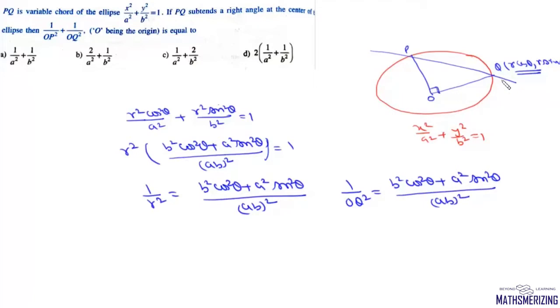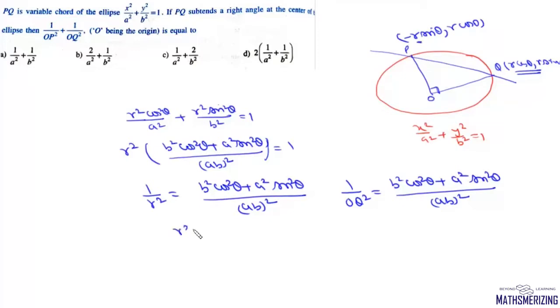Now this angle is 90. So for this point P, the angle will be theta plus 90. R cos of 90 plus theta is minus R sin theta, and sin of 90 plus theta is cos theta, so it will be R cos theta. So this point P will again lie on this ellipse.